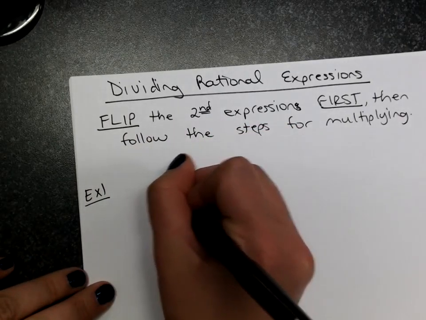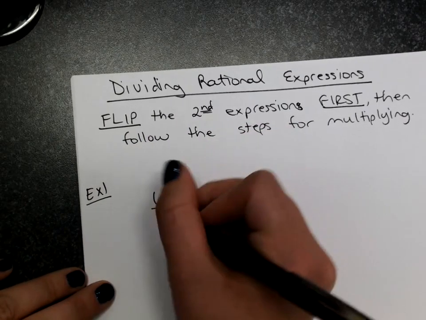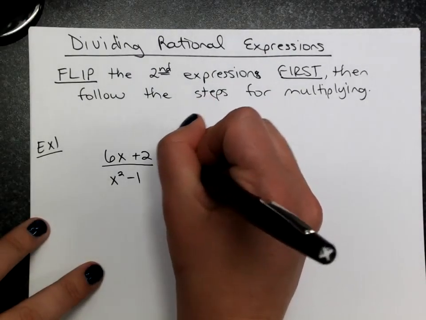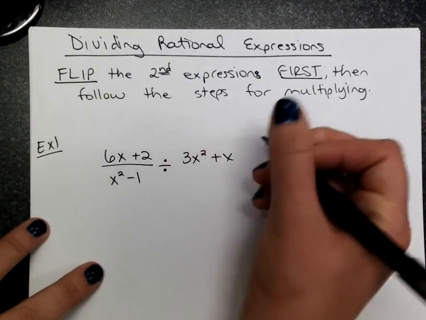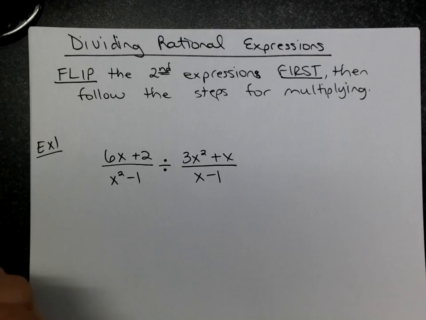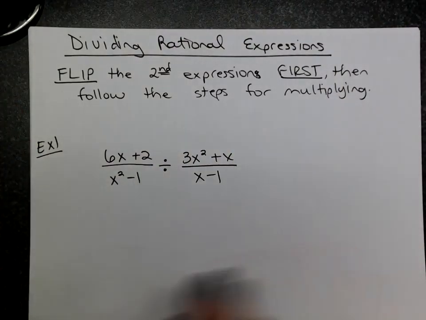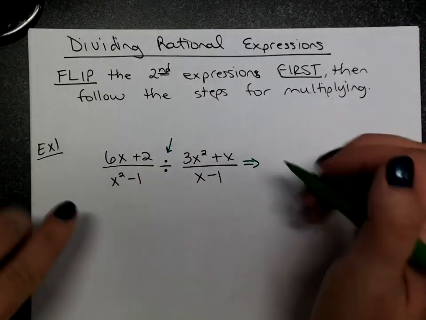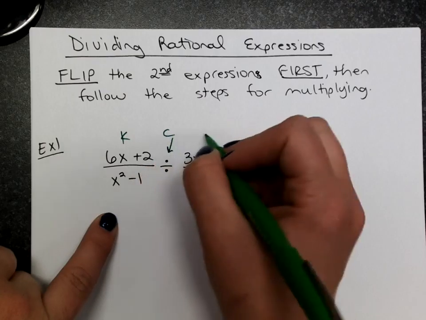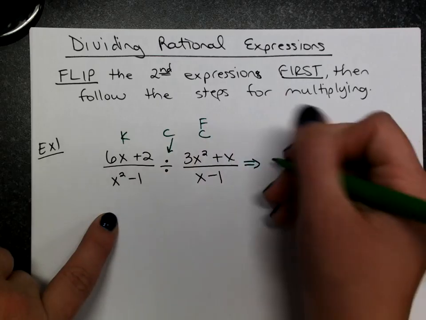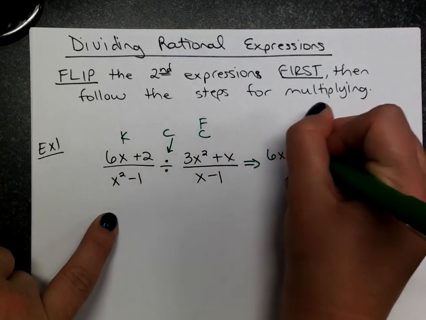If I have (6x + 2)/(x² - 1) divided by, and you'll see the little division symbol, divided by (3x² + x)/(x - 1). As soon as you see the division symbol, before you think about or start to do anything, you keep, change, flip, as one of my students called it. So you're going to keep the first expression exactly as it is.